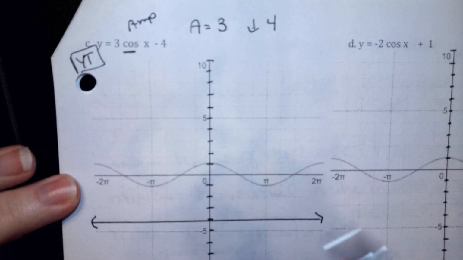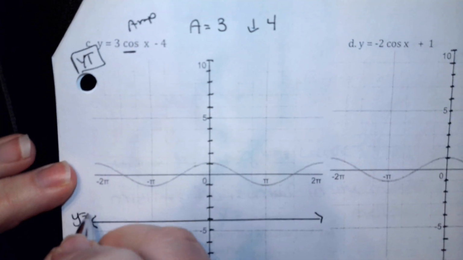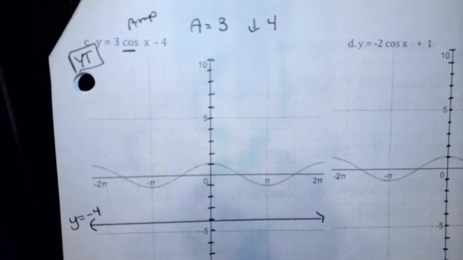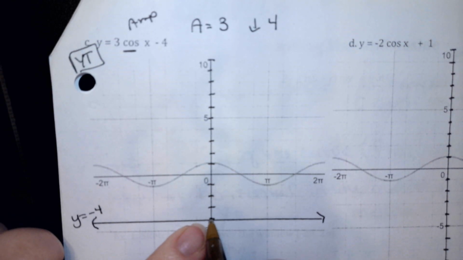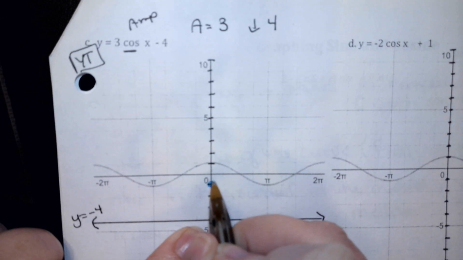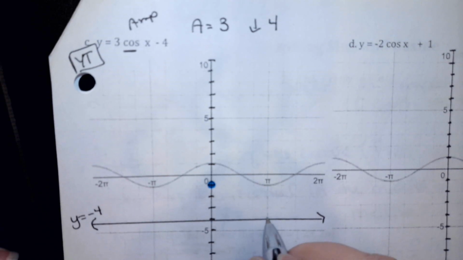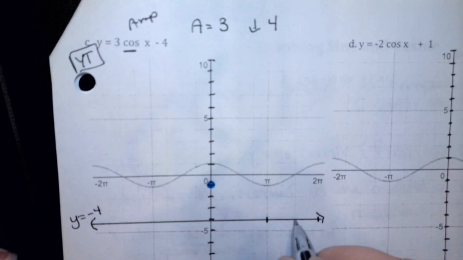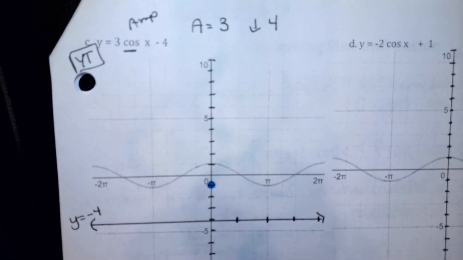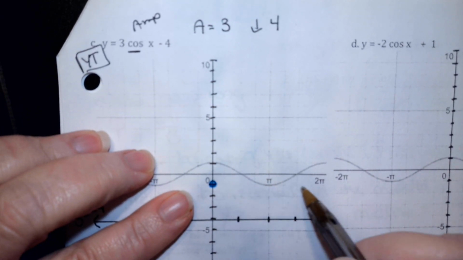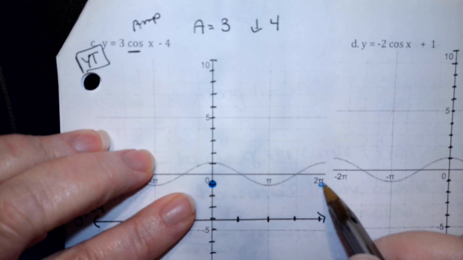Okay, so our new midline is at y equals negative 4. Now, since this is cosine, I know cosine starts at the amplitude. So coming right here, from the midline, I'm going to count up 3. 1, 2, 3. All right. And to help me out a little bit, I'm going to come right here and put these tick marks. Alright, so wherever it starts, it also stops. So right here at 2 pi, it's going to stop at that same height.